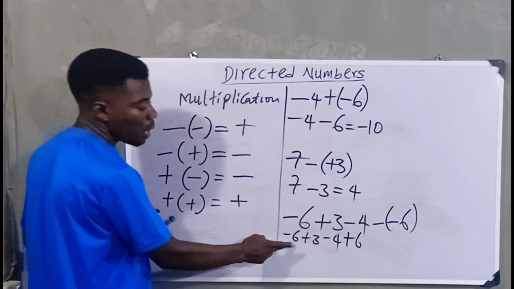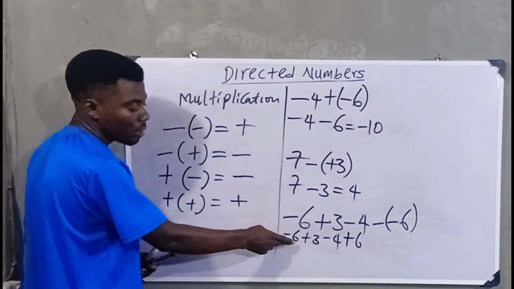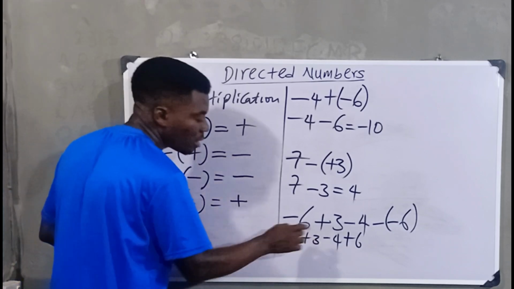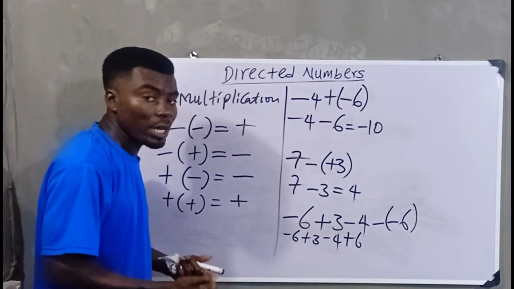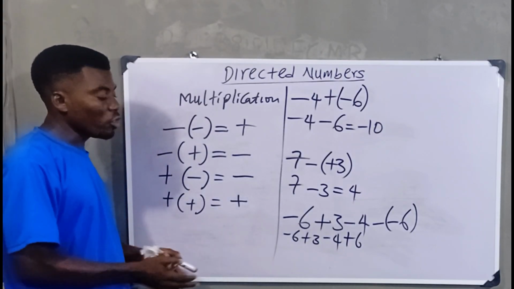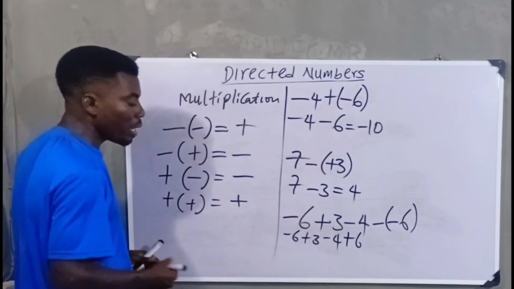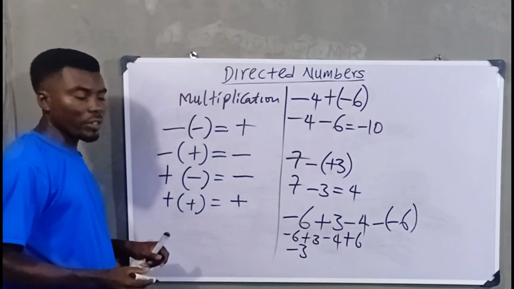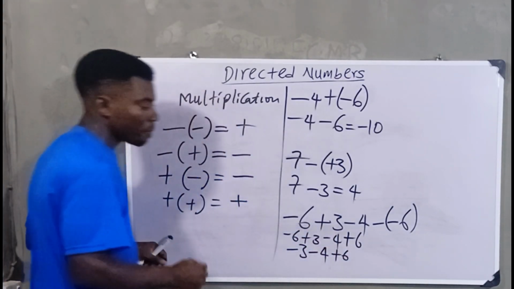So negative 6 plus 3. This means you are owing 6 and you have 3, remember, minus is debt. So consider when you pay the debt you are owing, what happens? The money you have will reduce. So you were owing 6 and then you have 3 and then you paid. So what will be left? You will still be owing 3, and then continue with minus 4 plus 6.